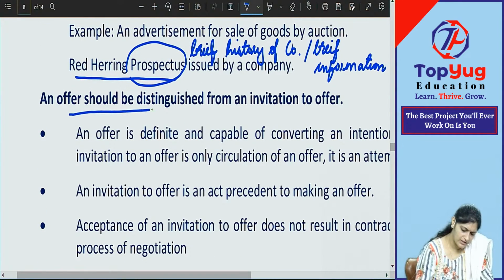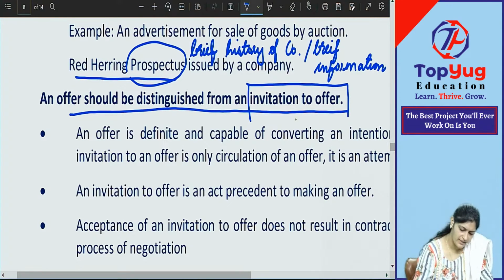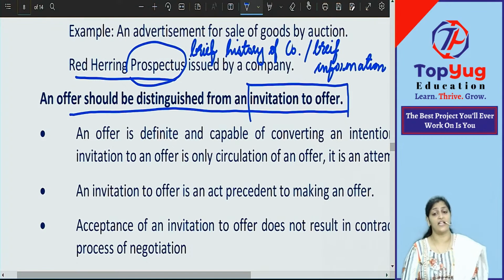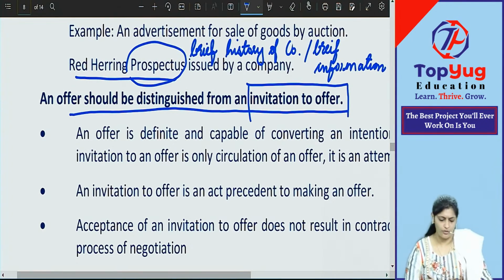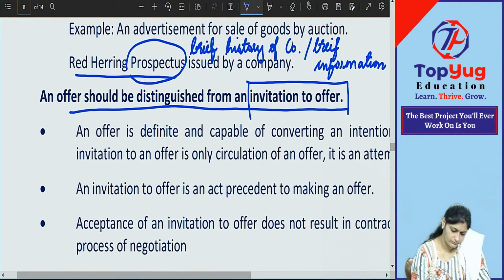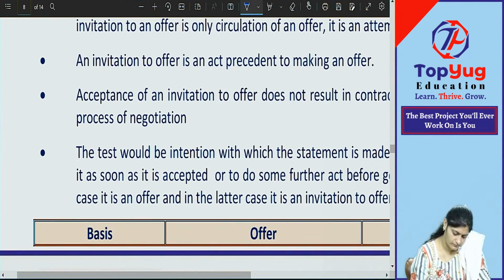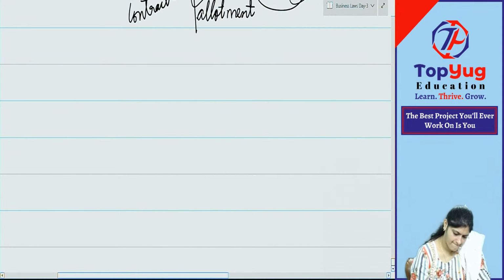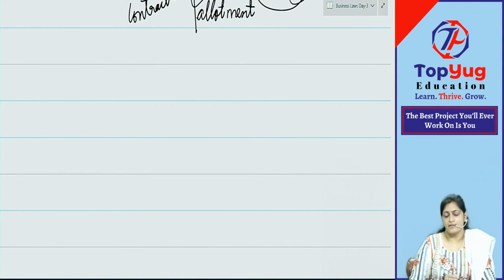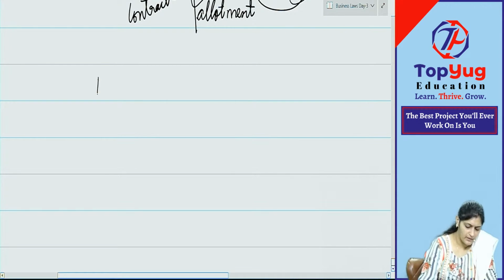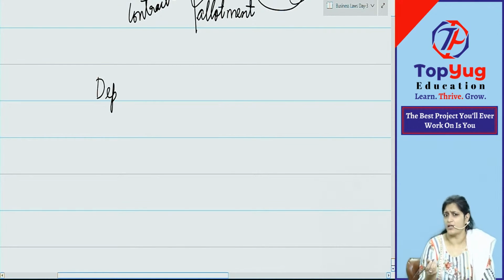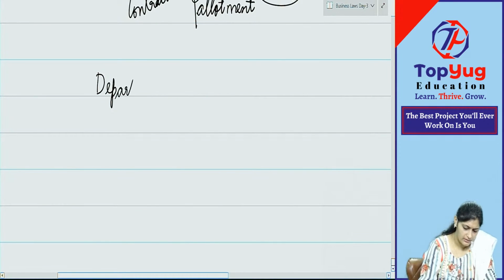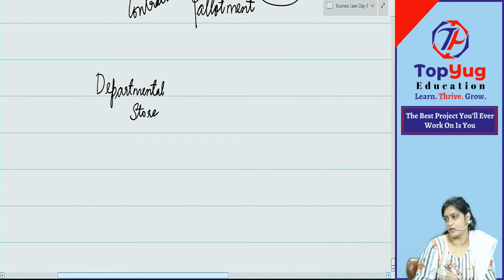Offer should be distinguished from invitation to offer. Offer must be distinguished from what? Invitation to offer. Say for example, there is a departmental store, like your DMart, Ratnadeep. There is this departmental store.